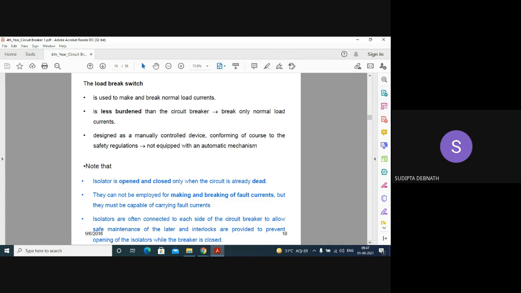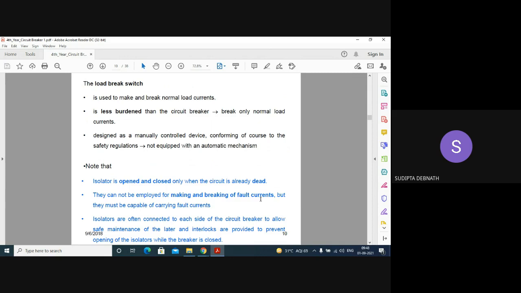Now, as I told you, the isolator is opened and closed only when the circuit is already dead. They cannot be employed for making and breaking fault currents, but they must be capable of carrying fault currents. Though we say that in the occurrence of a fault, circuit breakers must operate instantaneously, still there is some time lag. Till that time, the isolators should be able to carry that fault current.